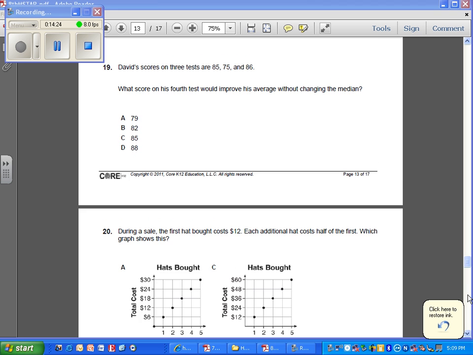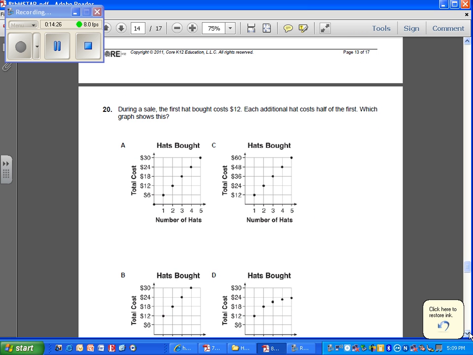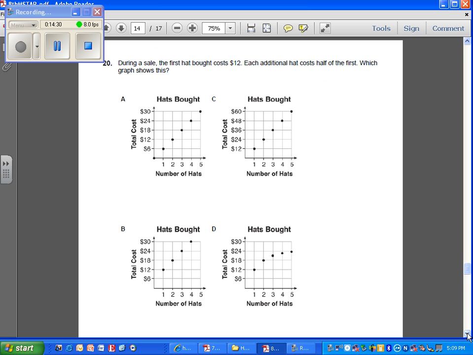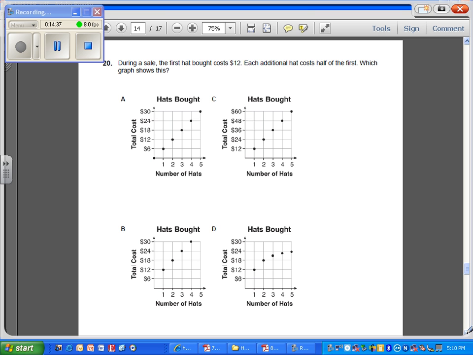All right, number 20. During a sale, the first hat bought costs $12. Each additional hat costs half of the first. Which graph shows this? Just look at, okay, the number of hats, how much is it going to cost you? Just look at each individual graph and see which one proves that. So your answer will be B for number 20.